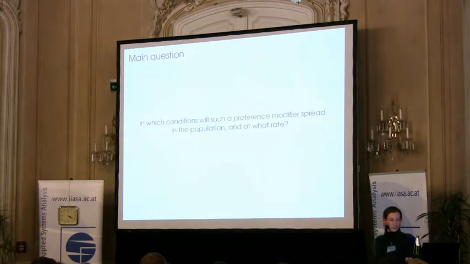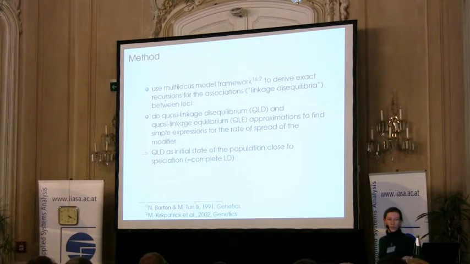And so back to the main questions, we are asking in which conditions such a modifier will spread in the population and what the rate of invasion is. As a method, we're using the multi-locus model framework, which was developed by Martin and Turelli and elaborated by Kirkpatrick et al. It enables us to derive exact recursions for the associations, which are higher order linkage disequilibria between loci.